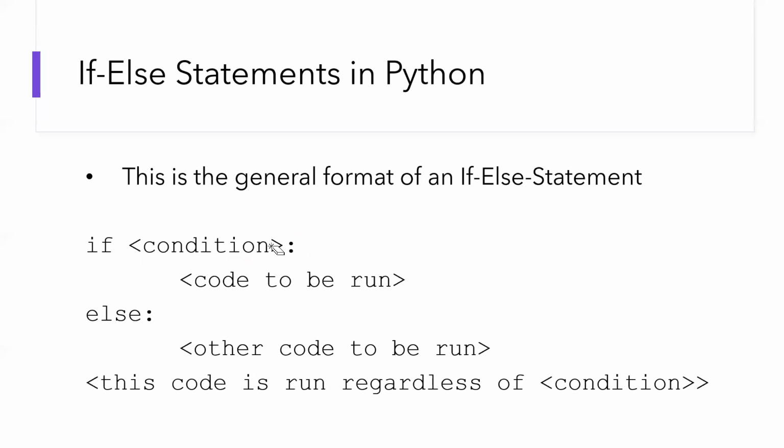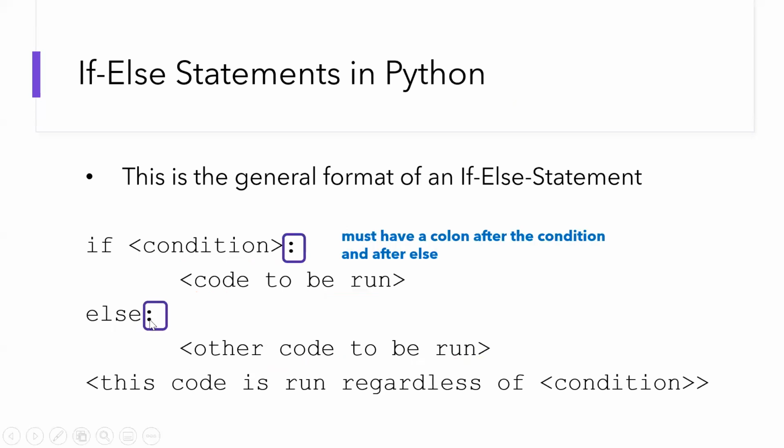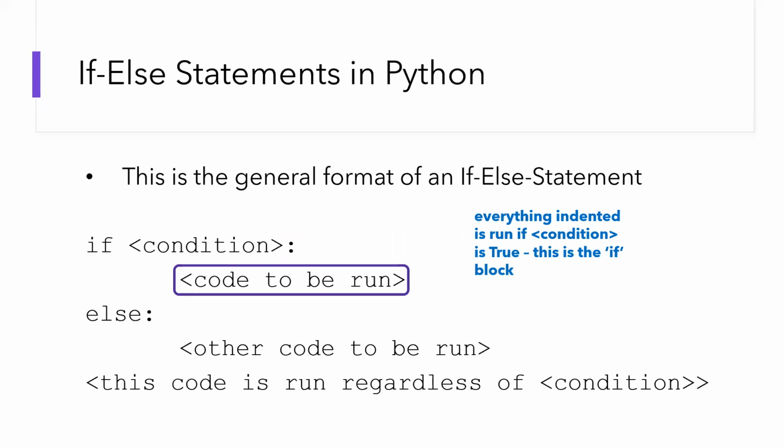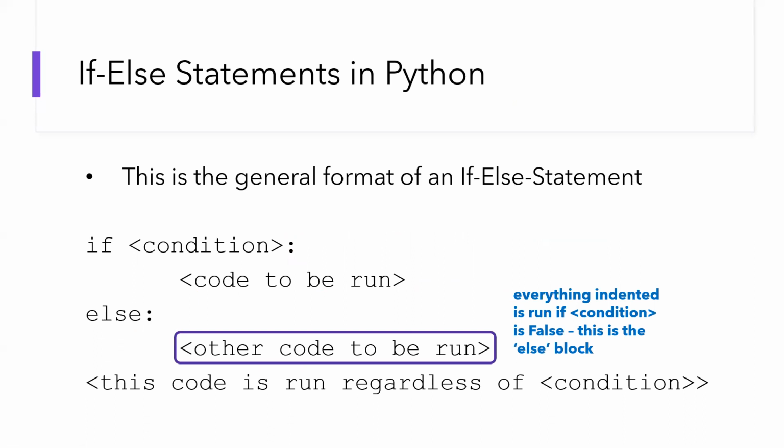So sometimes, if it evaluates to true, we want to do one thing, but if it evaluates to false, we want to do something else, right? So we can put an else condition in with our if statement to do that. Again, the syntax is very important. You must have a colon after the condition and also after the else. Everything indented is run if the condition is true. That's the if block. This is called the else block.